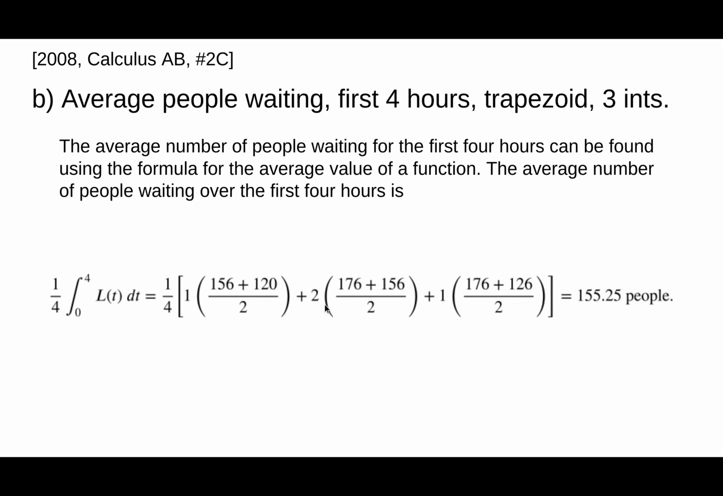This expression right here, the 1/4 times that massive expression, should be enough to earn you all the points for this part of the question, provided you have a label here. It is a calculator active question, so feel free to actually come up with an answer for this using your calculator. But it is 155.25 people on average over that first 4 hours.